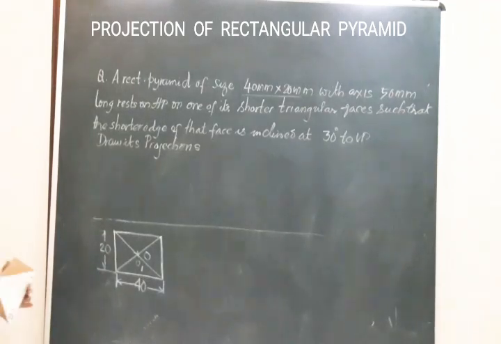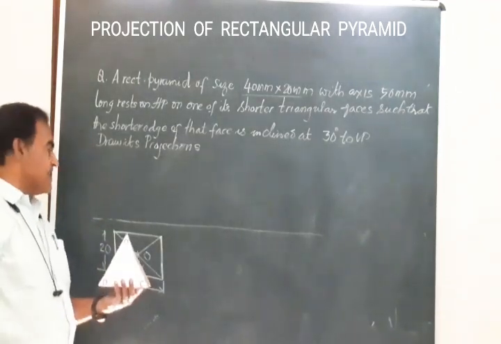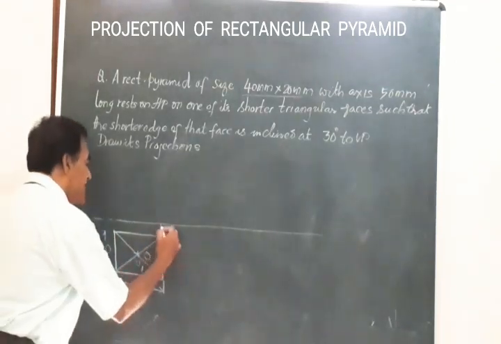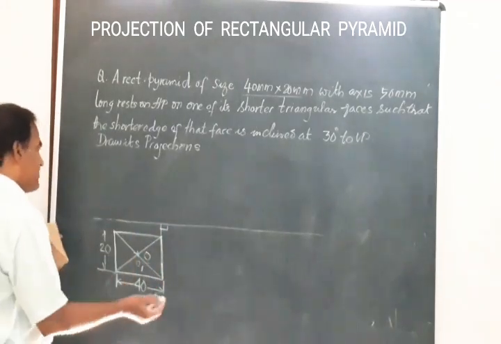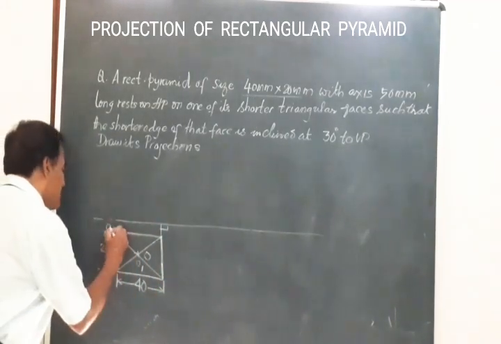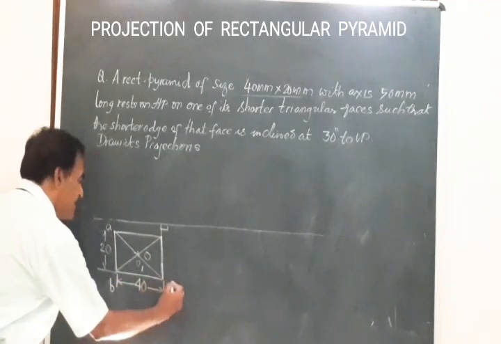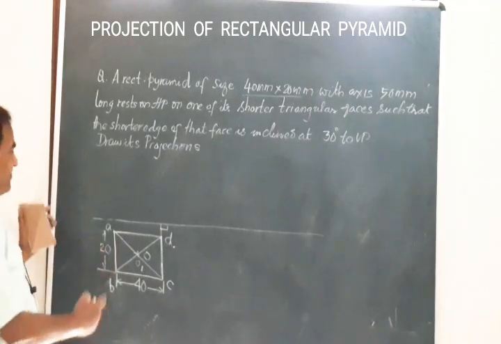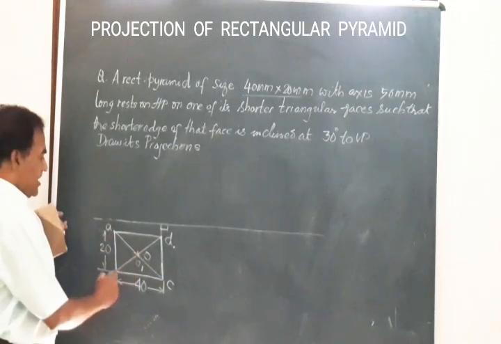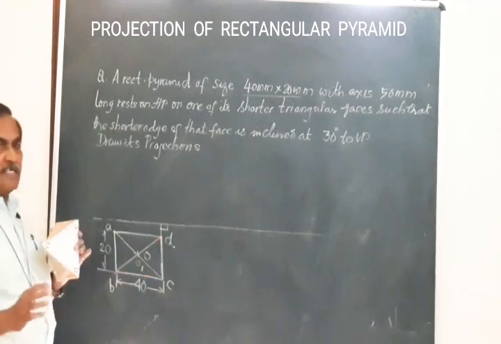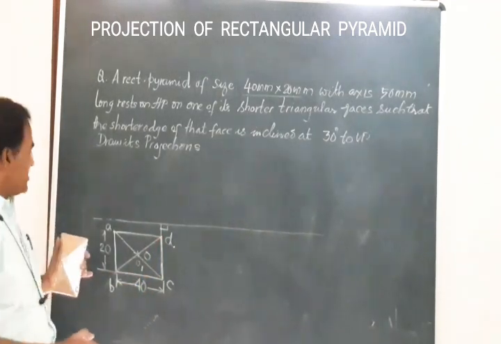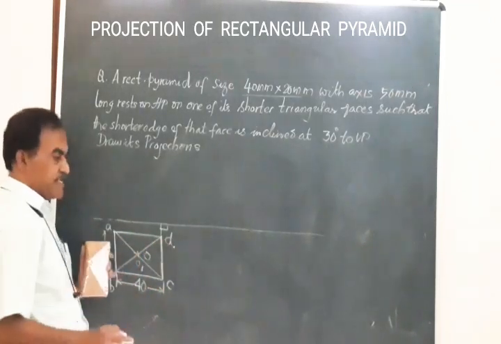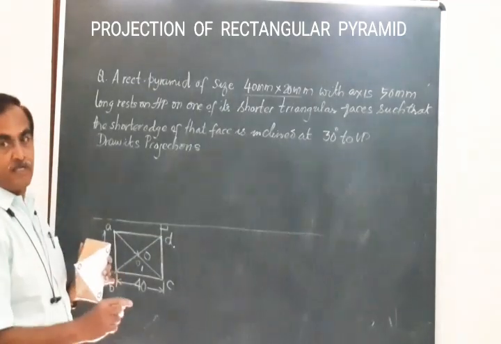So this is how the pyramid looks when it is placed on HP with one of the shorter edges perpendicular to VP. So this edge is now perpendicular to VP. Let me mark A, B, C, D the corners. A, B, C, and this is D. Now this is the top view of the pyramid, wherein OA, OB, OC, OD represent the top view of the slant edges. BC, CD, DA and AB represent the four edges of the base.